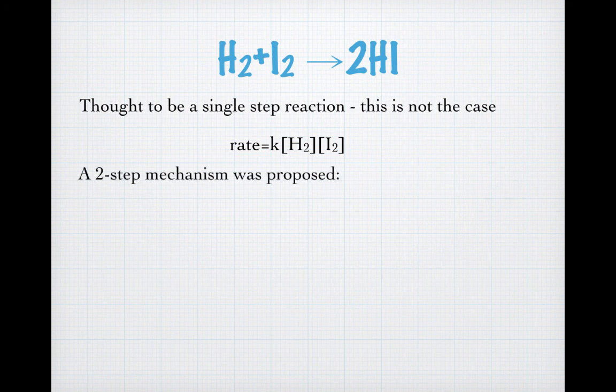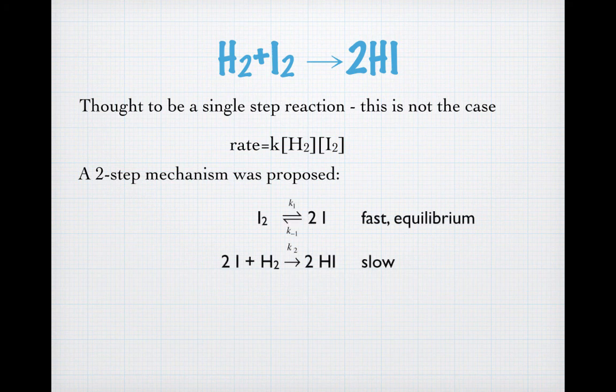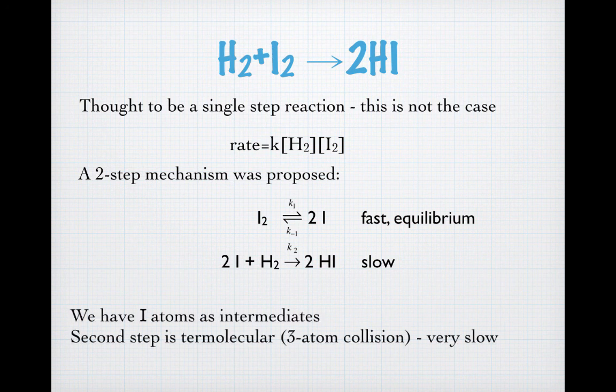However, what was discovered is that there was a reaction intermediate, and that these were I atoms. And so as a result, a two-step mechanism was proposed. We have I2 breaking apart to two I's, so the I2s are colliding and forming two I's. So as a fast step, it reaches equilibrium. And then those two I's react with an H2 molecule to give us our two HIs. Now, because we have a termolecular collision there in that second step, you've got a three-bodied collision taking place. That is a very slow step.